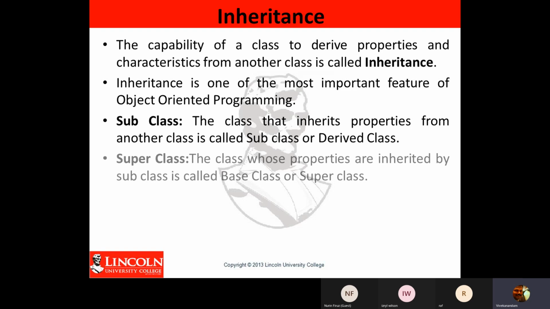Normally we divide classes into subclass and superclass. Superclass we call a base class, and subclass we call a derived class. The class that inherits the properties from another class is called a subclass or derived class. The class whose properties are inherited by the subclass is called a base class or superclass. The superclass, the base class, is at the top, and the subclass is derived from it.